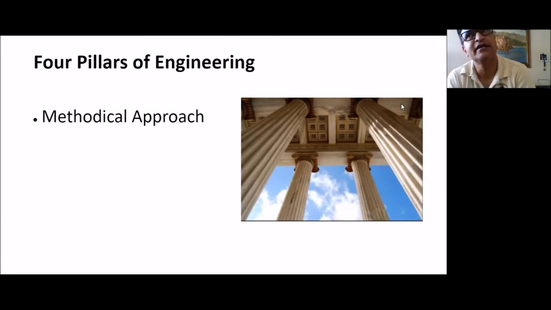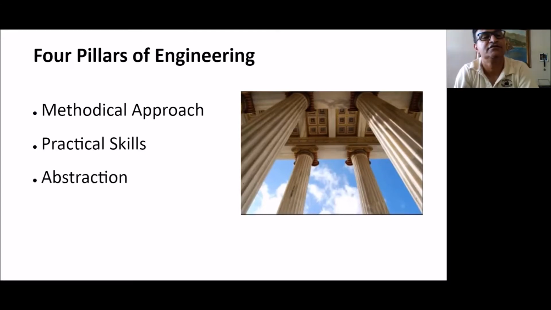So as I said, to do that engineering process, you need to know a lot of things, and you need to have skills and knowledge. So that's what I call the 4 pillars of engineering. These are the things you need to learn. The 4 pillars of engineering are methodical approach, practical skills, abstraction, and creativity.